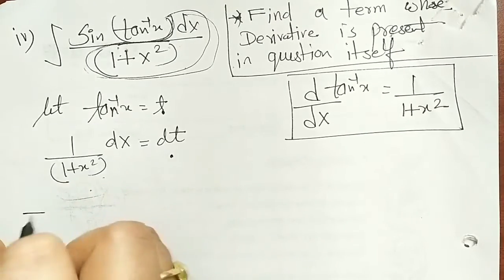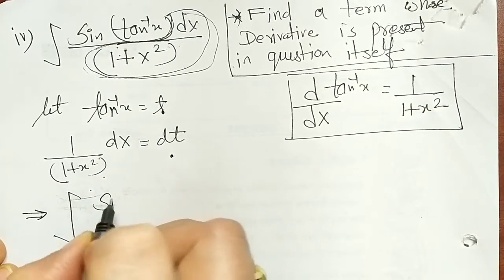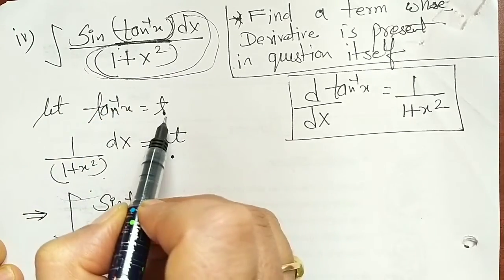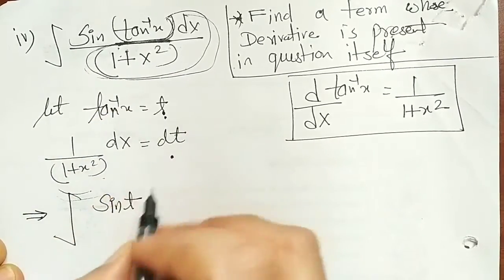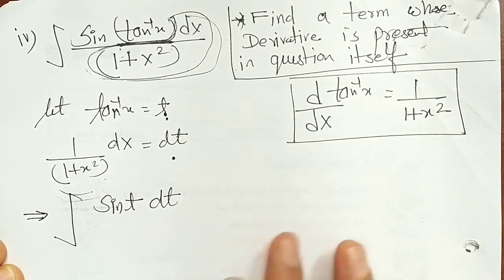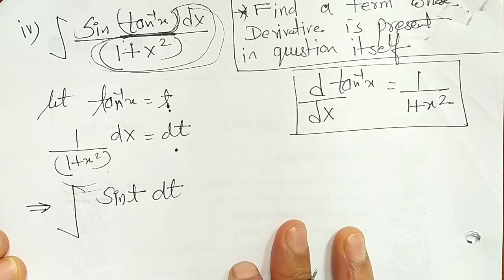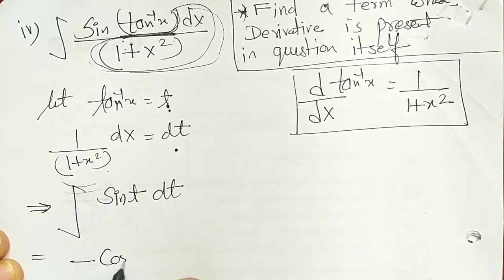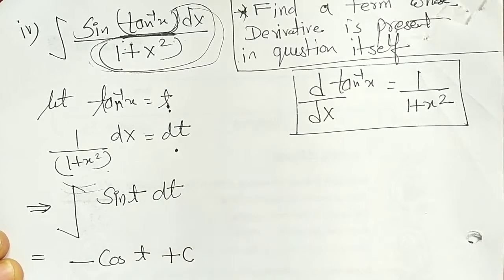Okay, so what I am doing is, sine of t, I have replaced tan inverse by t, and this entire thing became dt. ठीक है. Now what is the integration of sin t, guys? ये तो पता ही होगा, I think. It is minus of cos t plus c.